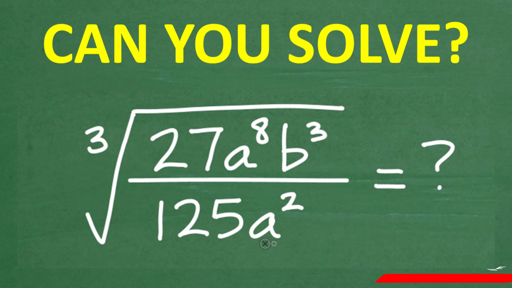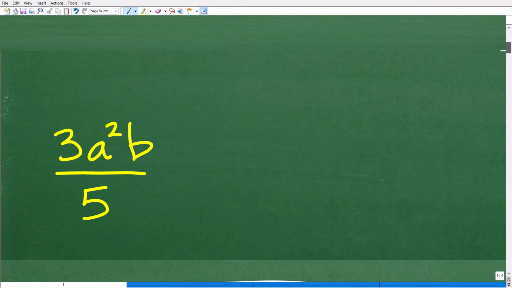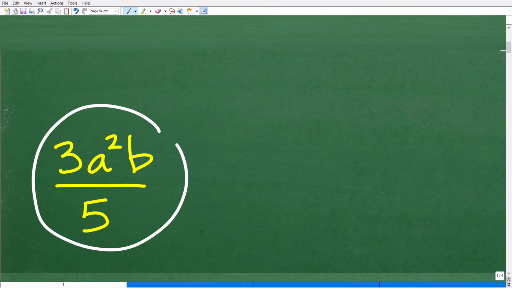Okay, so you don't even need a calculator, but if you want to use a calculator to assist you, no big deal. Let's go and take a look at the answer here. And the correct answer is the following. We have 3 times a squared times b, all of this over 5. So that is the answer that hopefully most of you got.